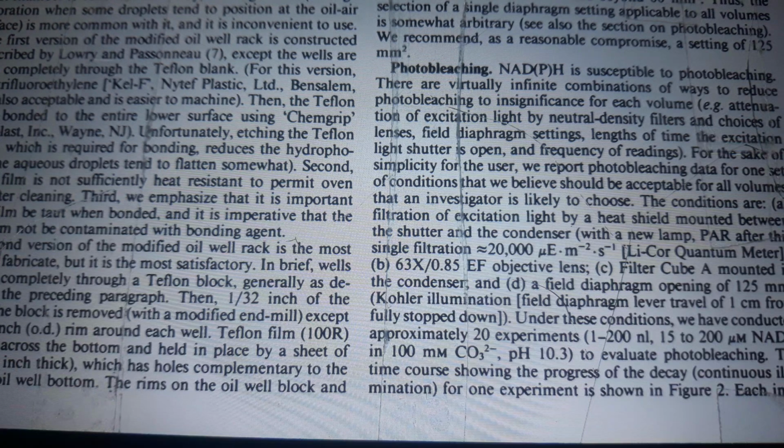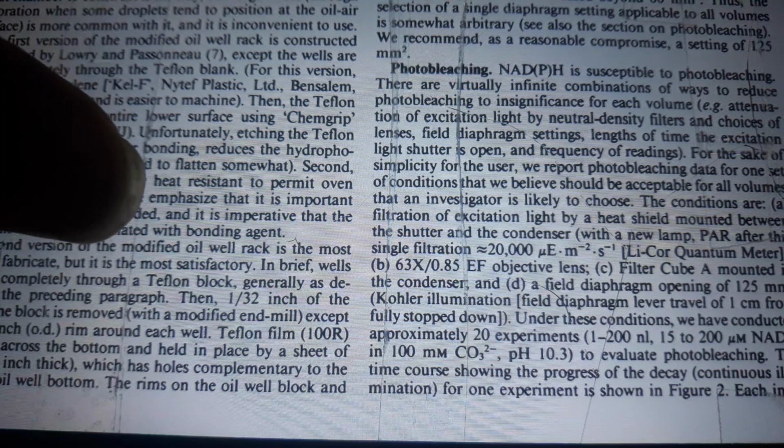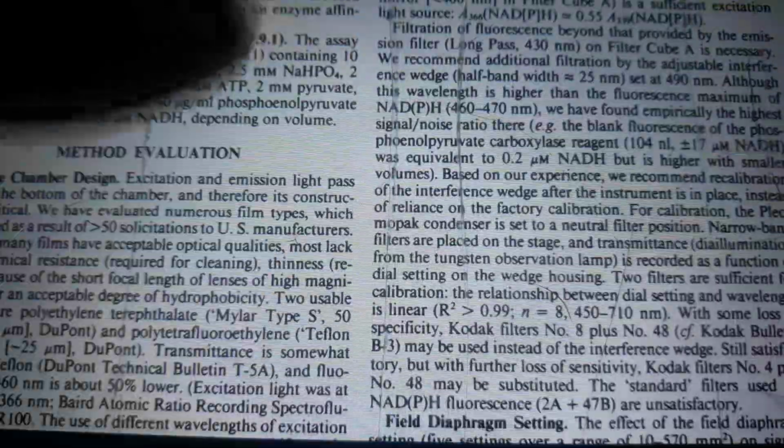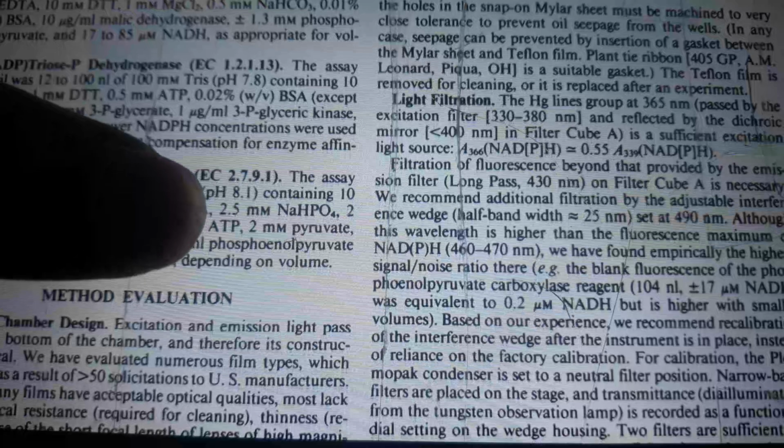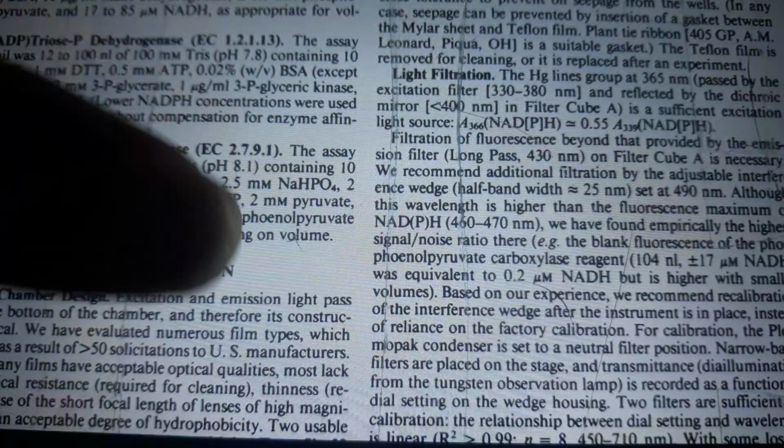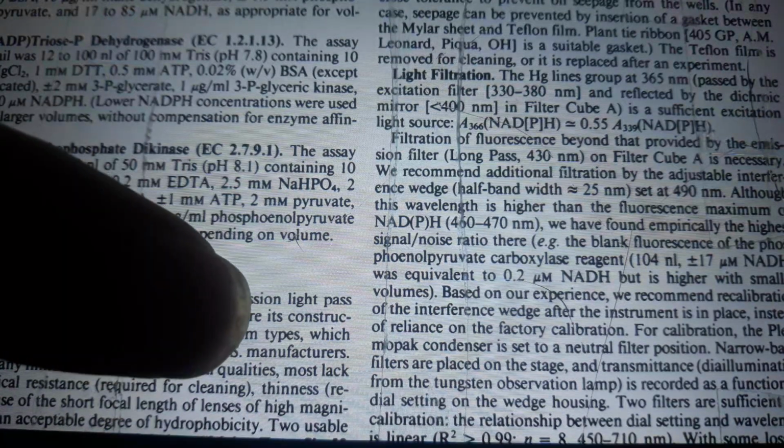In brief, wells are drilled completely through a Teflon block, generally as described in the preceding paragraph. Then a 1/32 inch layer at the bottom of the block is removed with a modified end mill, except for a 5/32 inch OD rim around each cell. The holes in the snap-on Mylar sheet must be machined to very close tolerance to prevent all seepage from the wells.